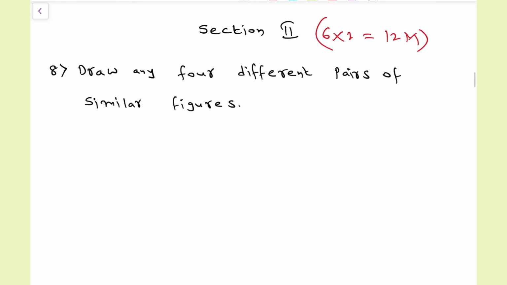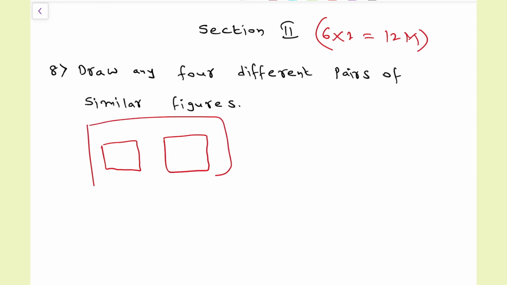Coming to the question. Draw any 4 different pairs of similar figures. Squares are always similar to each other. So any 2 squares you can draw. Finished. Next, 2 circles are always similar to each other. So 2 circles you can draw. Finish. Like this you try more.